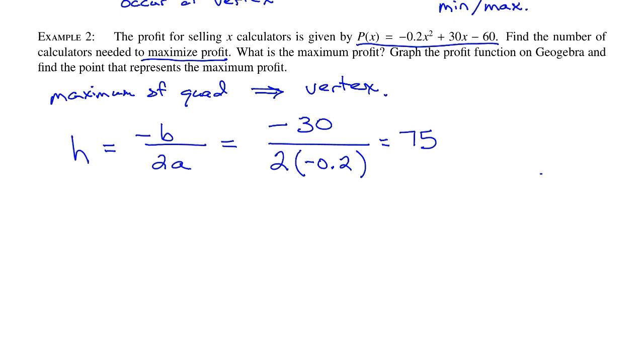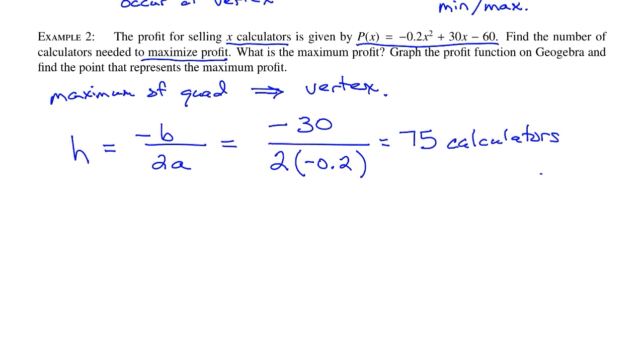But is it $75 or 75 calculators? Well, this comes from interpreting what the problem says and how the variables were set up. So the profit from selling X calculators is given by P. P is in dollars, X is in calculators. This is an X value. So this is 75 calculators. So in order to maximize the profit, we need to sell 75 calculators. This is probably on a monthly basis.